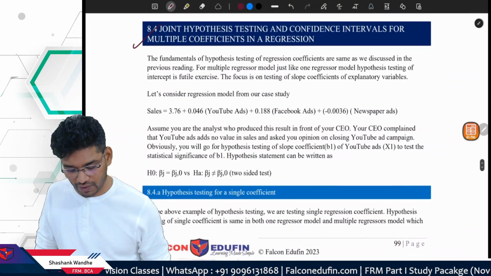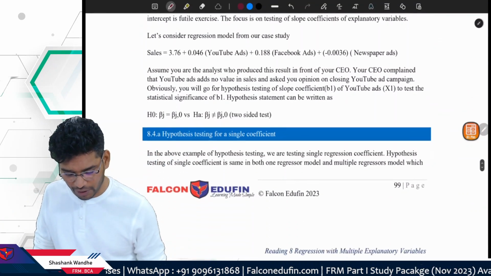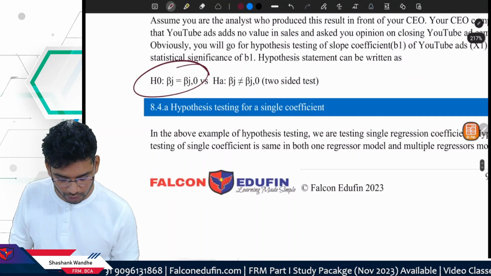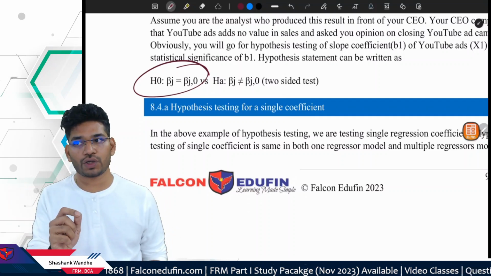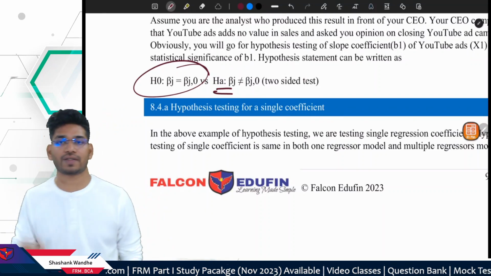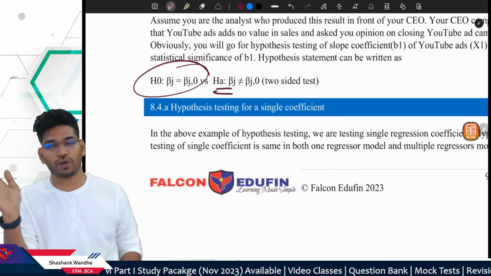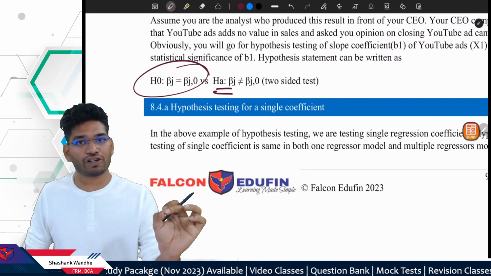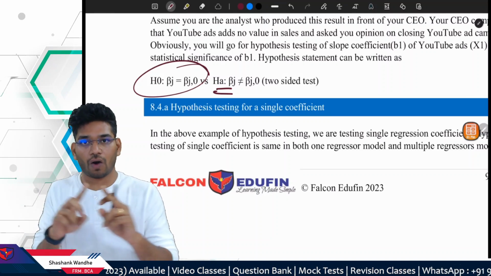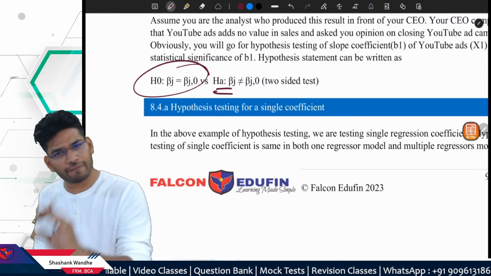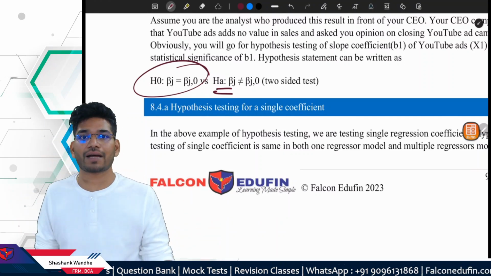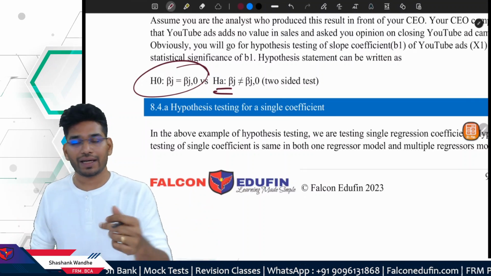Then we have the joint hypothesis testing. H0 is that all the beta coefficients equal 0, versus at least one of the coefficients is not equal to 0. This is the hypothesis testing setup. So H0 means the null hypothesis: all the beta coefficients are equal to 0. What are we checking here? We want to make sure all the beta coefficients are not equal to 0. If one of them is not 0, then also our model is useful. If all are 0, then the model is completely useless, right? So this is what we are doing in the joint hypothesis.